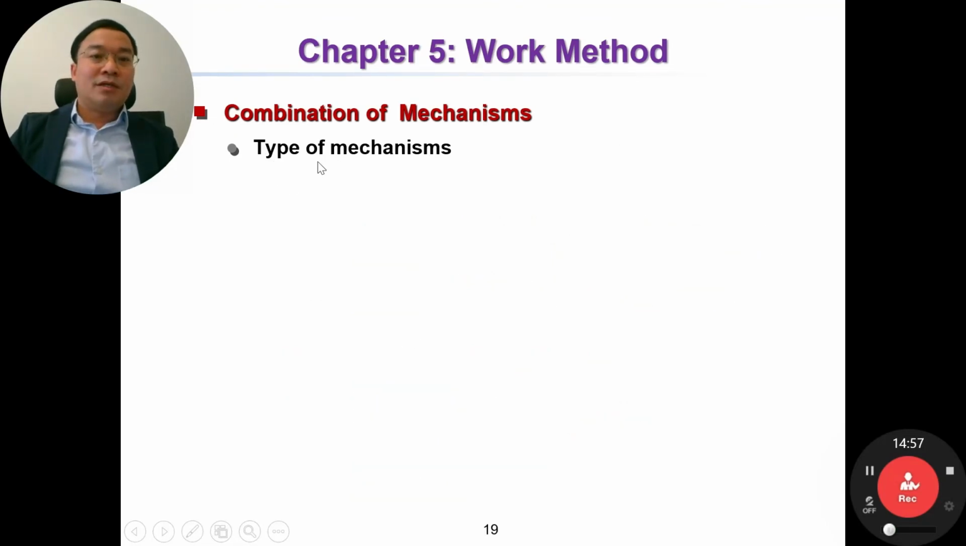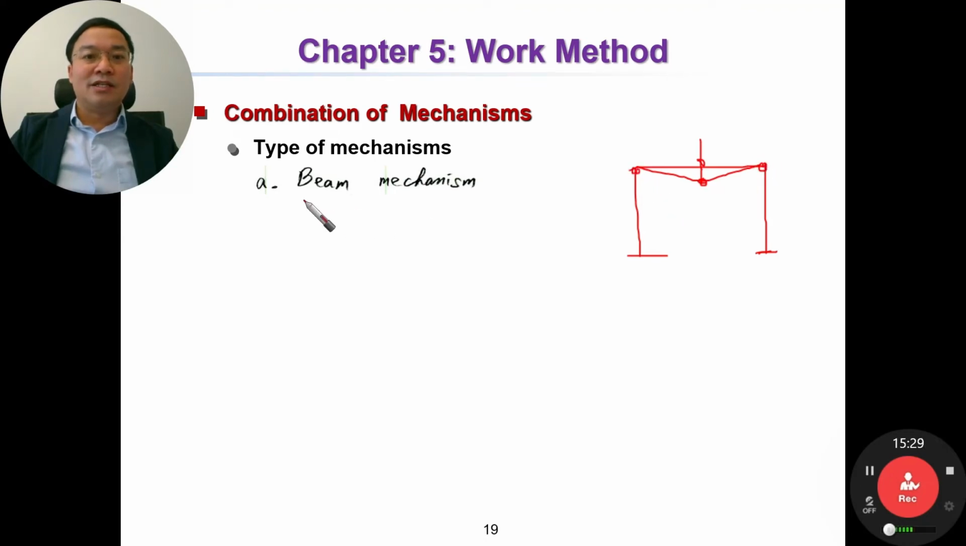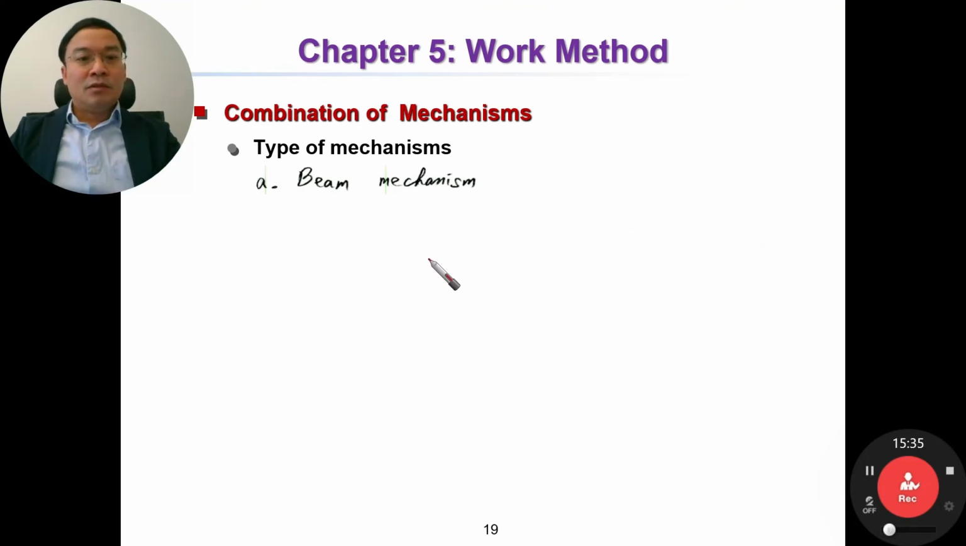Second, types of mechanism. How many types of mechanism do we have, and what types? First, we have the beam mechanism. For example, take the previous structure, the original structure. Then the beam mechanism is like this: if the load is here, the plastic hinges form here, and this is the beam mechanism.